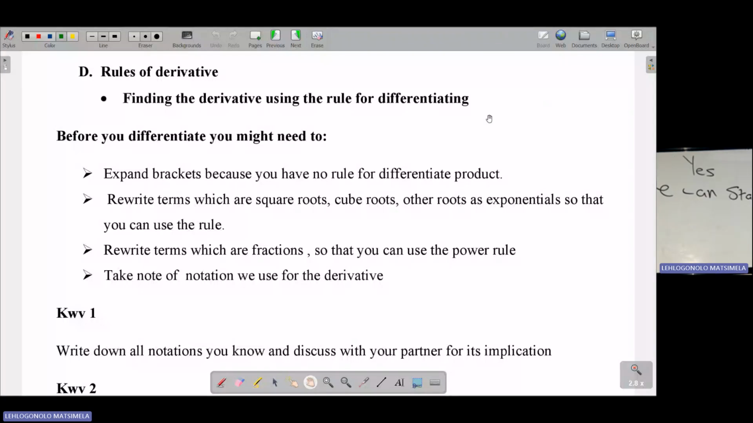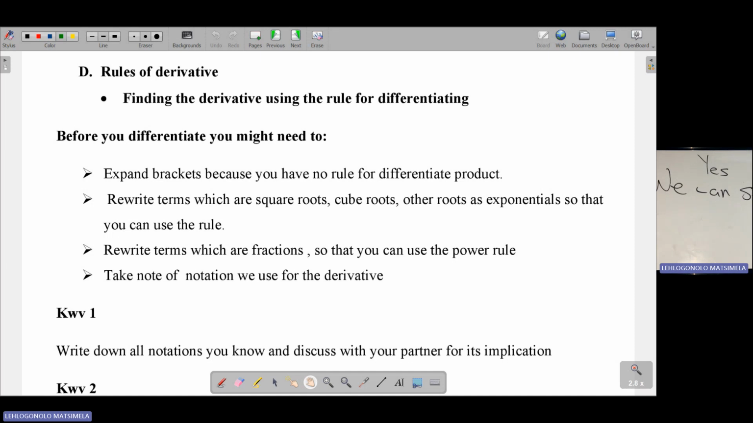Okay, good evening. Today I want us to continue with the derivatives. In the previous session, we were doing the derivatives from first principles. So today we're continuing the derivatives, but not from first principles. On this one, we derive the given information using the formulas or principles that we know, but not the first principle formula.